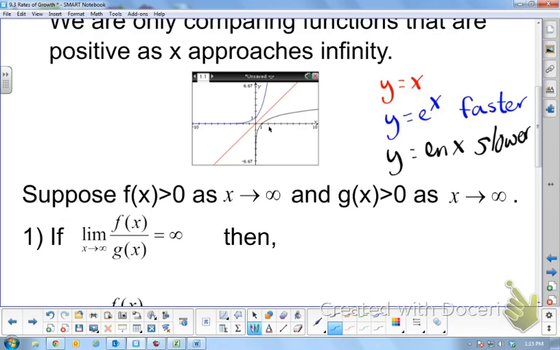Then we have a couple of possibilities. If we take the limit of the two functions divided together, and it comes out as infinity, then f of x is faster. It's growing faster.